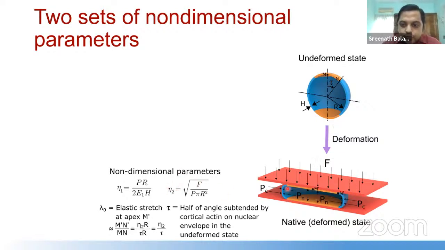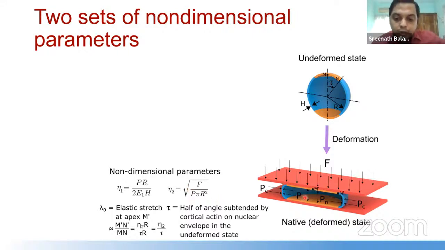So that is eta2. Now, if you take this flat portion and map it to the undeformed configuration, so this is the flat portion in the deformed state, in the undeformed state the flat portion becomes a curve, and this can be characterized by an angle tau. So this angle is also a measure of this flat region, that is, how much of the nucleus has become flat. So we can characterize these mechanics using two non-dimensional parameters, eta1 and eta2, as well as lambda 0 and tau. These are not mutually independent, but among them they are independent. Lambda 0 and tau are independent, eta1 and eta2 are independent.